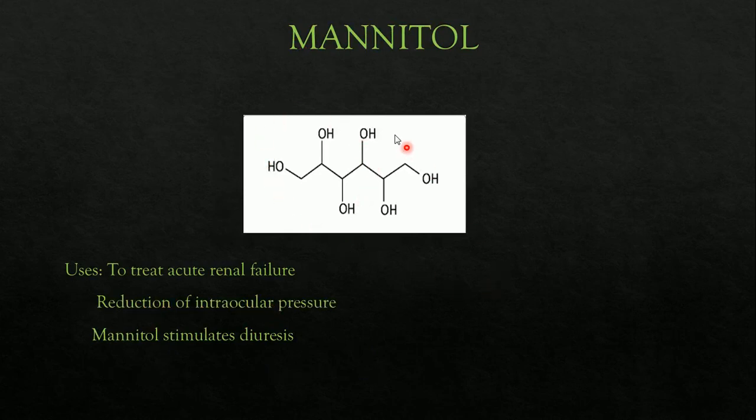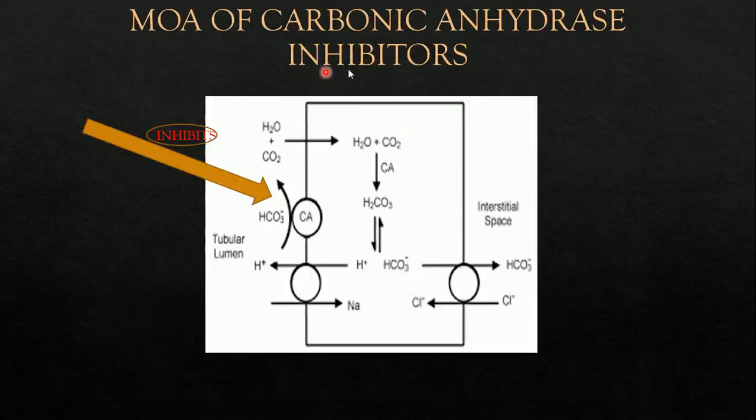The last structure under osmotic diuretics is mannitol. Mannitol is a 6-carbon chain and the structure is CH2OH, CHOH, CHOH, CHOH, CHOH and CH2OH. So all the 6 carbons contain hydroxyl groups. Uses are to treat acute renal failure, reduction of intraocular pressure. Mannitol also stimulates diuresis. Mechanism of action of individual drugs we'll discuss in the next video.